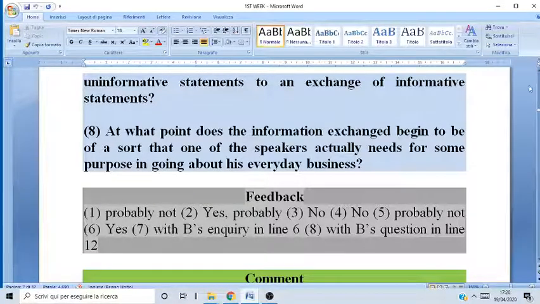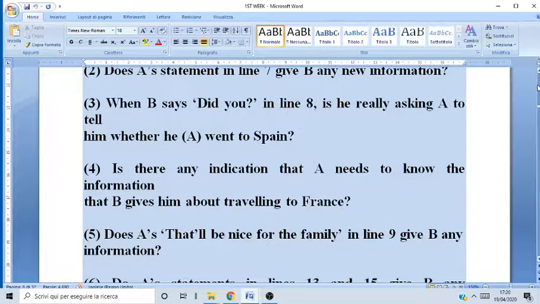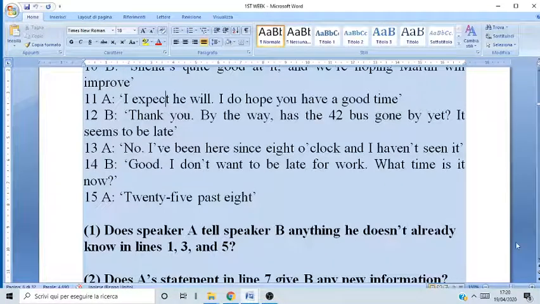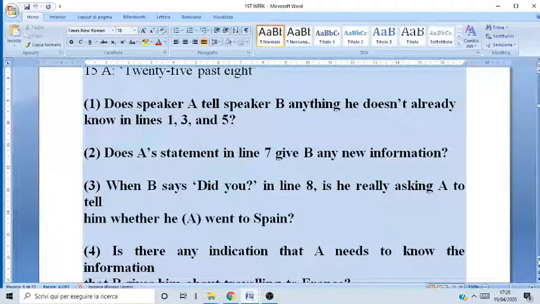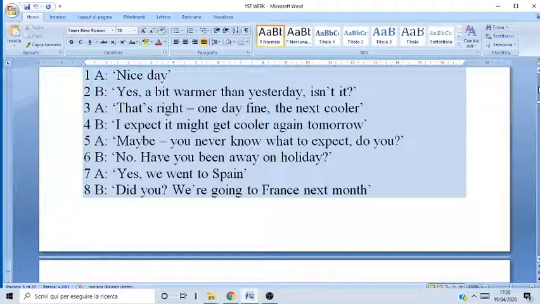Okay, let's look at question 1. My horrible memory. Do you think I could remember the questions? No, certainly not. Does speaker A tell speaker B anything he doesn't already know? The answer is no. Does A's statement in line 7 give any new information? Line 7. Yes, he does give new information. He says that they went to Spain.